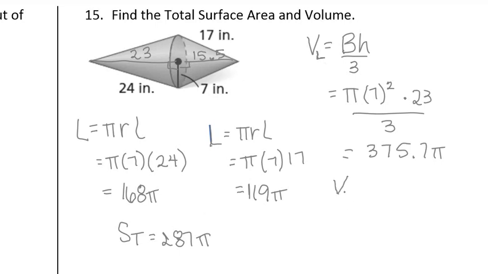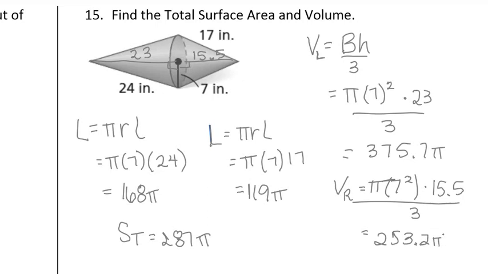And now we're going to do the volume of the cone that's on the right side. We'll put a little R here to represent the right side. Same equation, area of the base times the height divided by 3. So the area of the base is pi times your radius squared times the height of your pyramid, which we found that was 15.5. I'm sorry, that's a cone. And we're going to take this and divide it by 3. So the volume for this shape is 253.2 pi.